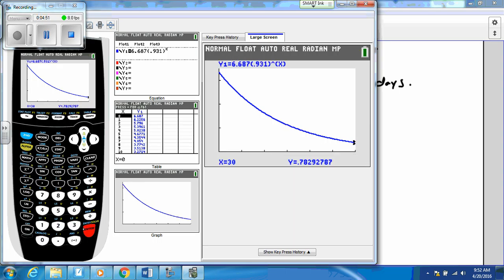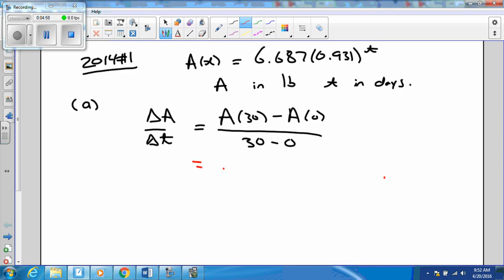So now I do trace and 30, and that gets me the value of 0.7829 minus the initial value, which of course is 6.687, all over 30 minus 0, and that's going to be in the units of A divided by the units of t, days, pounds per day. Notice that I can leave this computation right here as I found it.